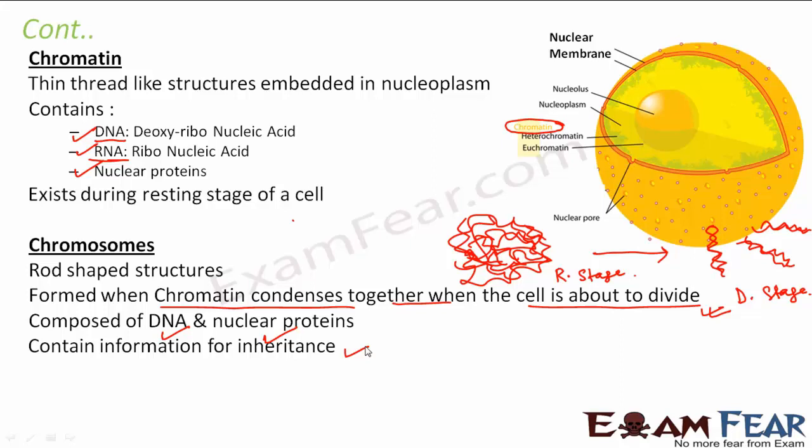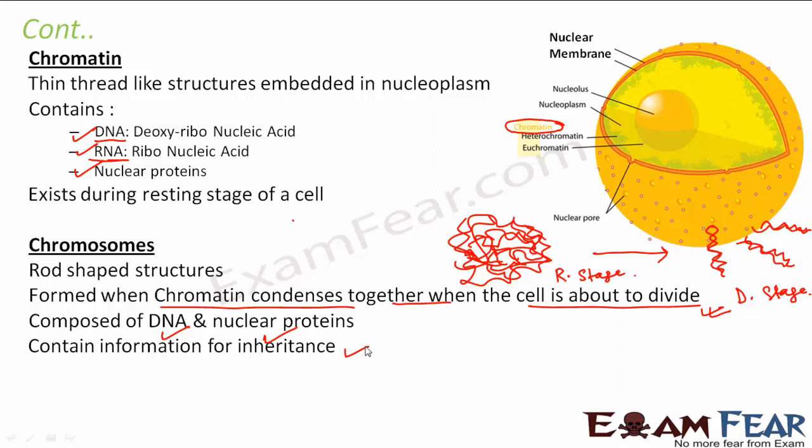Because the same genes which were there when your grandfather, some of them came to your father, and again some of them came to you. So that is how the genetic information is carried over from one generation to another. And the genetic information is contained in this DNA, that is deoxyribonucleic acid.